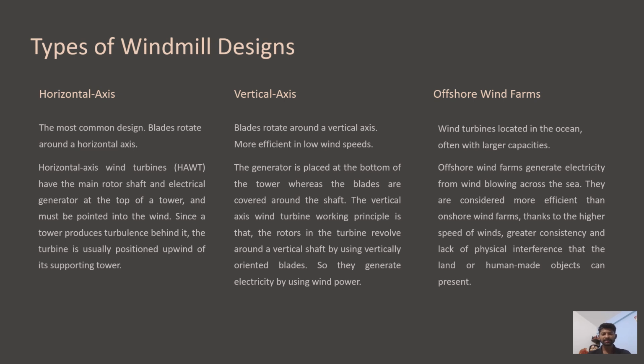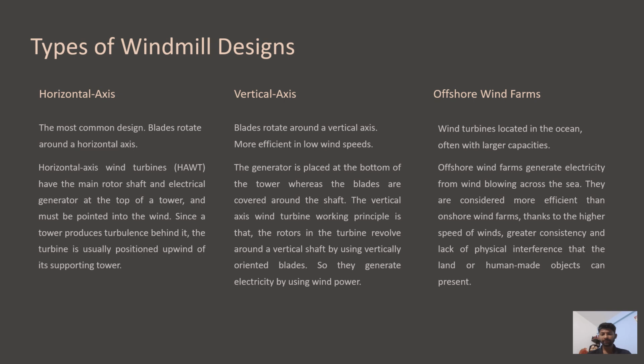The vertical axis windmill. Blades rotate around a vertical axis, more efficient in low wind speeds. The generator is placed at the bottom of the tower, whereas the blades are wrapped around the shaft. The vertical axis wind turbine working principle is that the rotor in the turbine revolves around a vertical shaft using vertically oriented blades. So they generate electricity by using wind power.